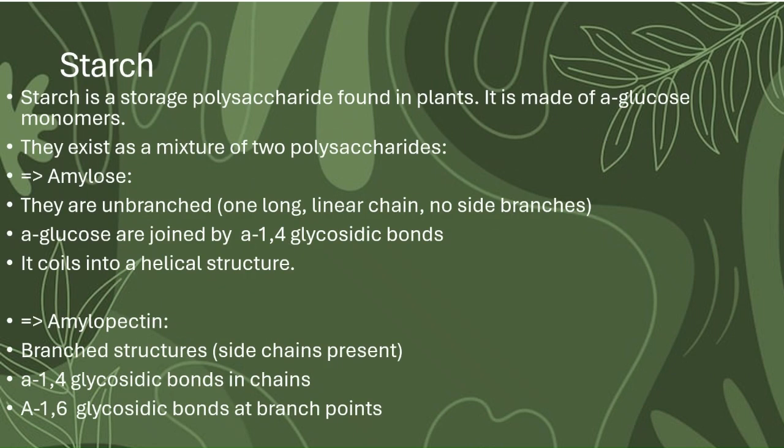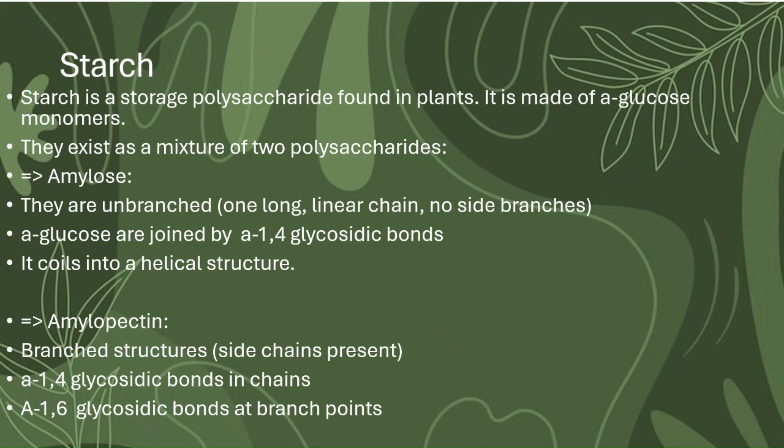Starch is a storage polysaccharide found in plants, and it is made of alpha glucose monomers only. So they exist as a mixture of two polysaccharides. Again, you guys should really know this. They are amylose and amylopectin. Amylose is unbranched, which means it is one long linear chain without side branches, and it is alpha glucose joined by 1 to 4 glycosidic bonds. With amylose, what happens is they coil into a helical structure.